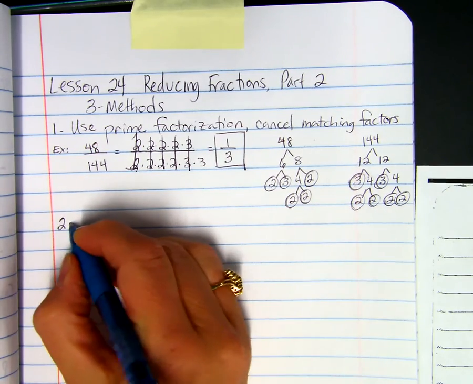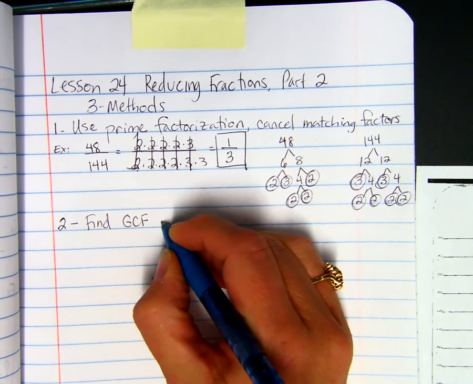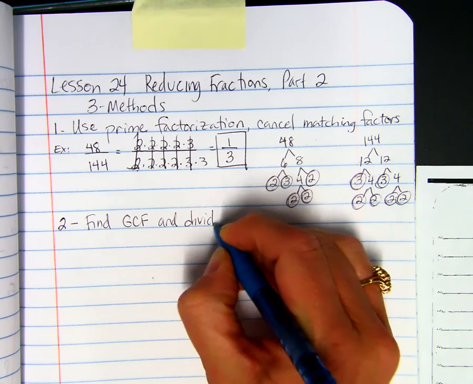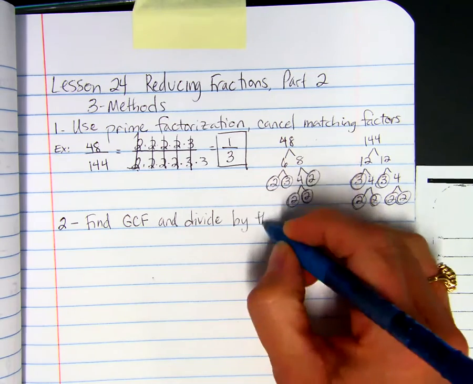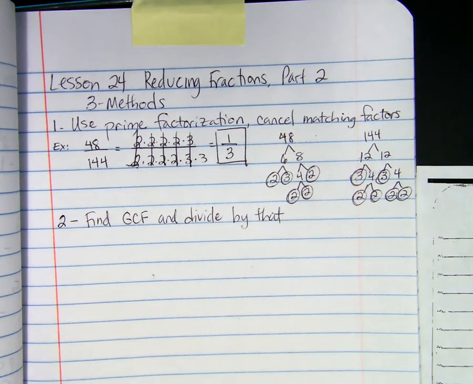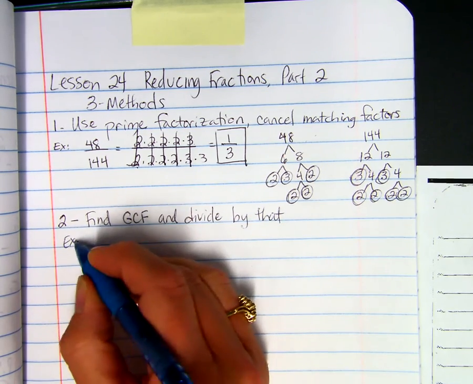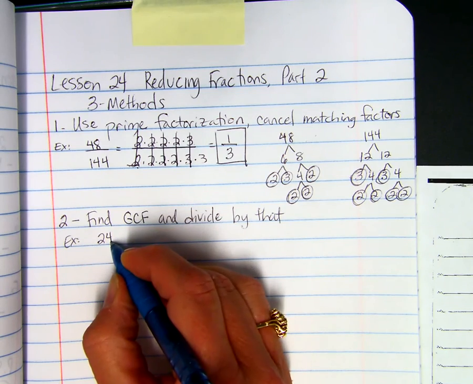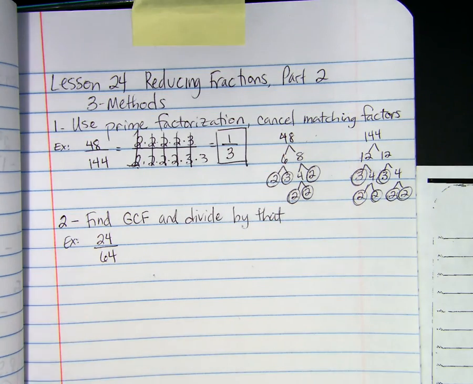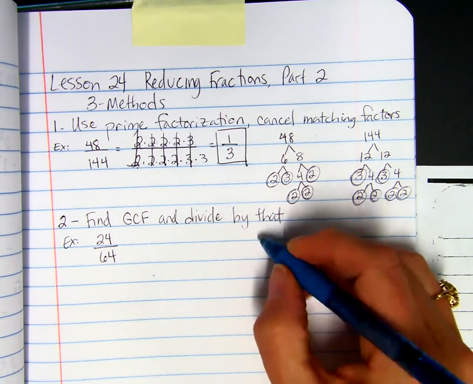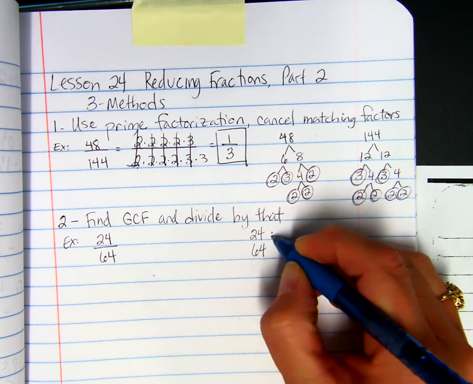The second way that you can do it is find the greatest common factor and divide both numerator and denominator by that. So by that number that you found. So for example, if I wanted to do 24 over 64. So to find the greatest common factor, I don't know if you guys remember, we wrote out the prime factorization for each one of these.